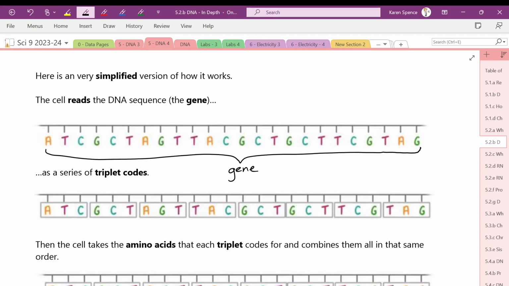The genetic code. Yes, you may go to the washroom. Okay. Now, yes.